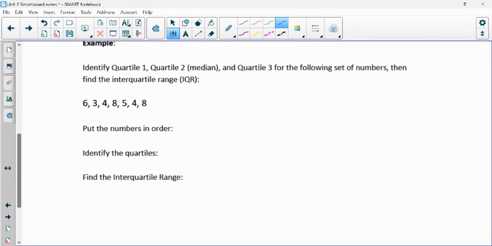All right, so our directions for the next one say find the quartile 1, quartile 2, which is the median, quartile 3 for the following set of numbers, and then find the interquartile range. So the first thing we have to do is order our numbers. Okay, so my smallest number I have here is a 3. I'll cross that off. I have 2 4s. We have a 5, a 6, and 2 8s.